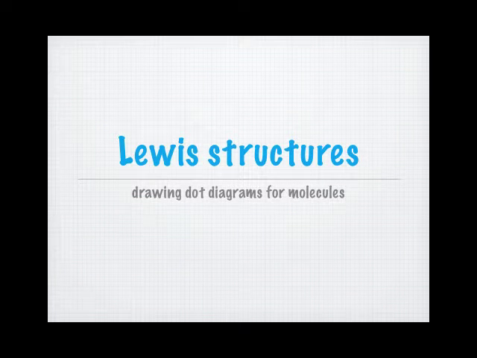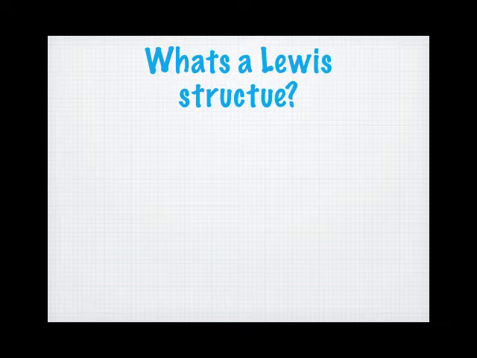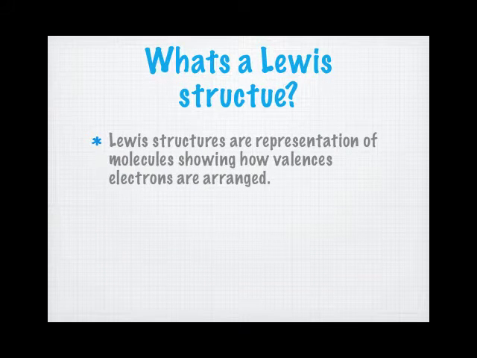Okay, in this podcast, we're going to look at Lewis structures, which is essentially taking those dot diagrams we just learned and drawing them for molecules. And this really helps us explain why certain molecules are made with the dot diagrams. What exactly is a Lewis structure? It's a representation of the molecules showing how the valence electrons are arranged and how they're connected to each other, and why.